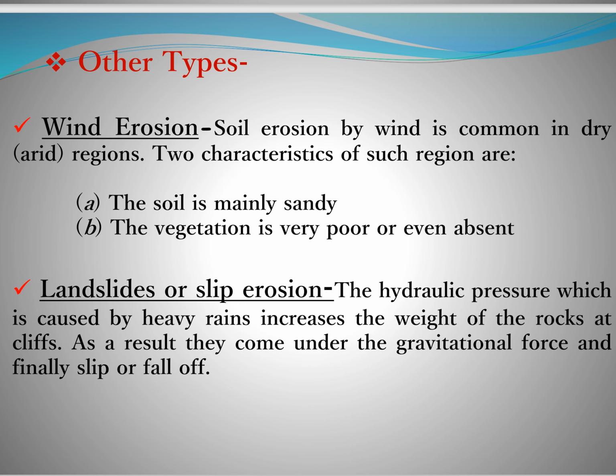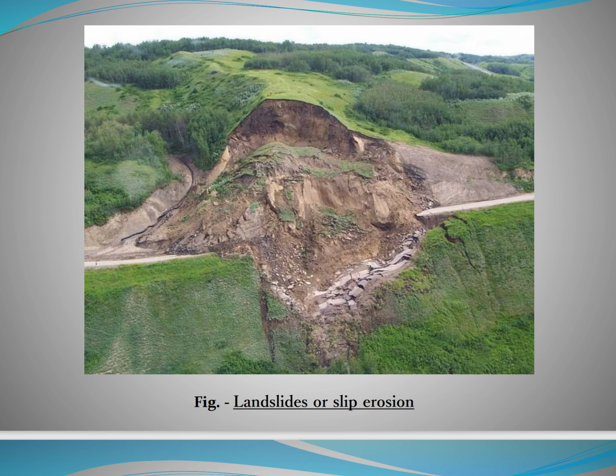Another type of erosion is wind erosion. Soil erosion by wind is common in dry regions. Two characteristics of such regions are that the soil is mainly sandy, and the vegetation is very poor or even absent, like deserts. So another type is landslides or slip erosion. The hydraulic pressure caused by heavy rains increases the weight of the rocks at cliffs. As a result, they come under the gravitational force and finally slip or fall off. Obviously, we are seeing the impacts of landslides almost every year in Kerala. And this happens mostly in hilly areas.